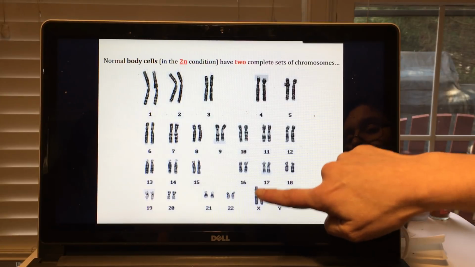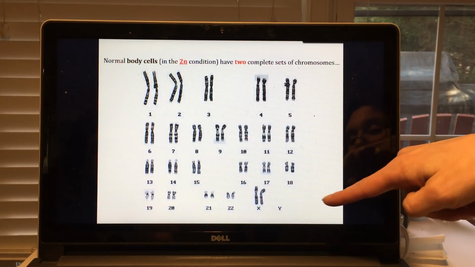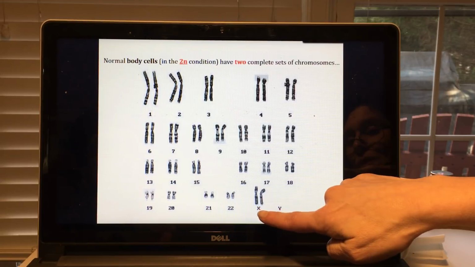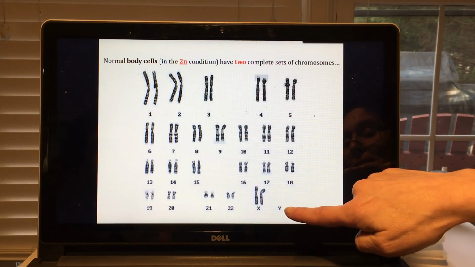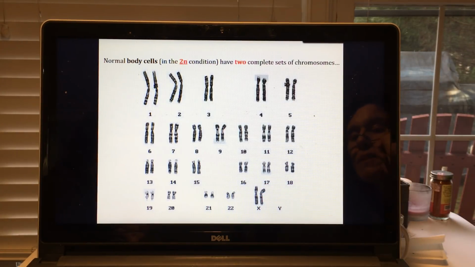Down here you see 2 X chromosomes, so this individual would be female because there are 2 X chromosomes. If there were 1 X and 1 Y, it would be male, and the Y chromosome is much shorter. We will come back to that some more in the genetics unit later.